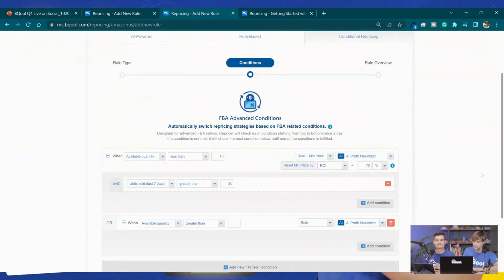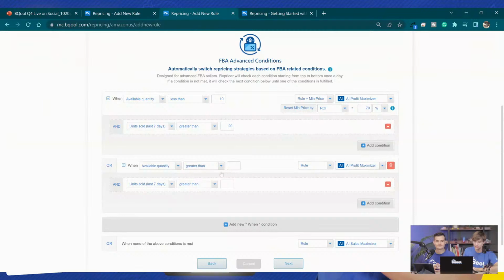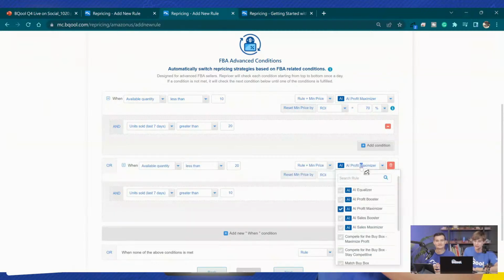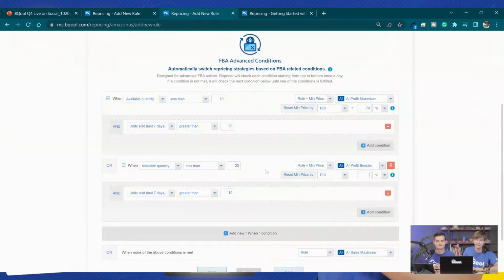Then let's go here to set units sold. Okay, and here is another scenario, right? For this scenario, let's say available quantity is less than 20, and the units sold for the last 7 days is greater, let's say, than 10. So in this scenario, we see the item is still in demand, but we still have 20 to sell. So here we can use a profit booster instead, and maybe we just add 10% to our ROI, so it will become 60.